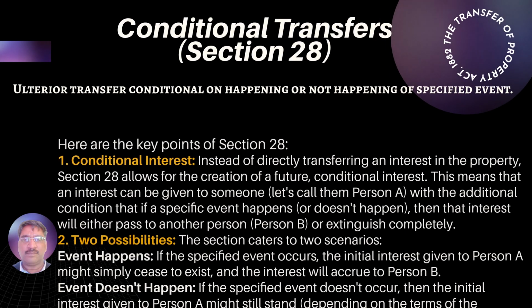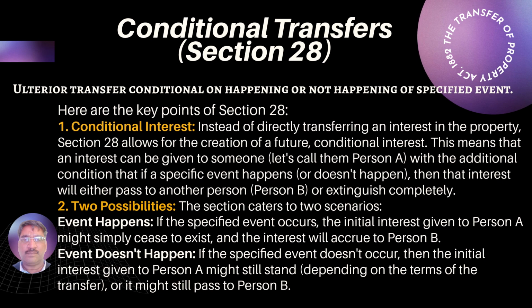Here are the key points of Section 28. 1. Conditional interest. Instead of directly transferring an interest in the property, Section 28 allows for the creation of a future conditional interest. This means that an interest can be given to someone, let's call them person A, with the additional condition that if a specific event happens or doesn't happen, then that interest will either pass to another person, person B, or extinguish completely.